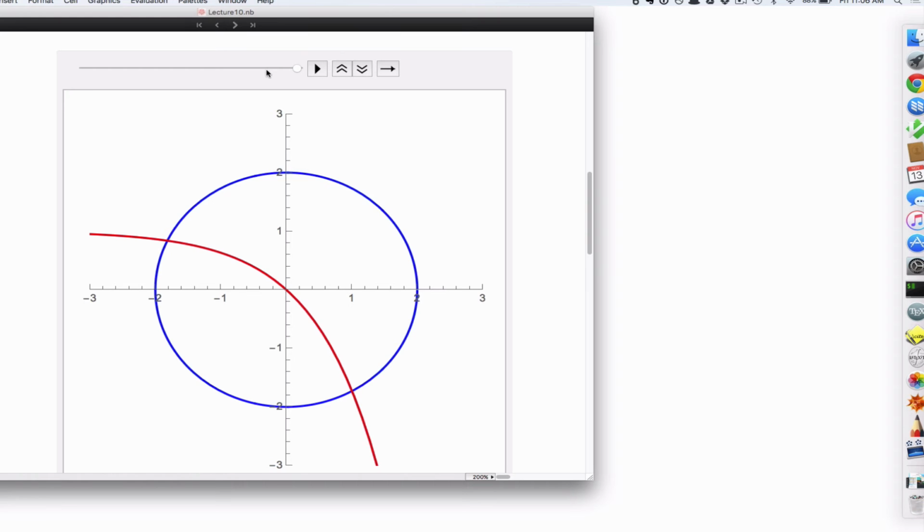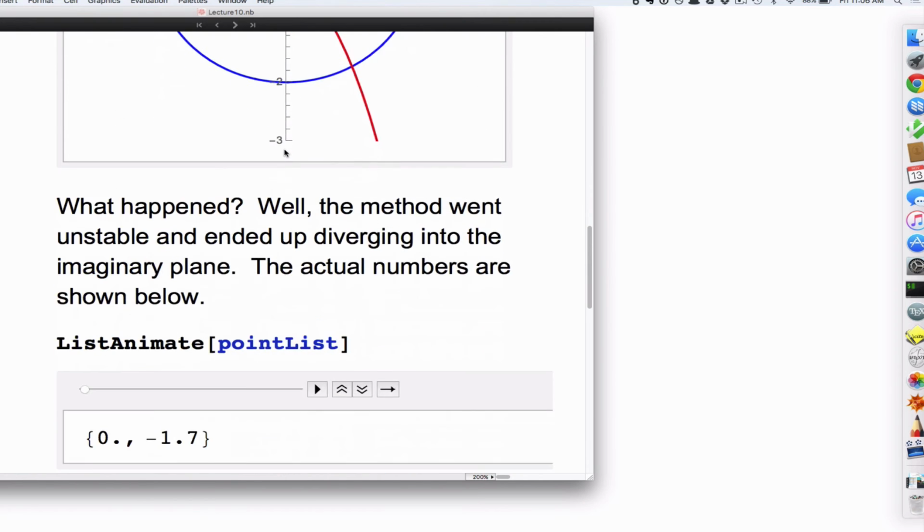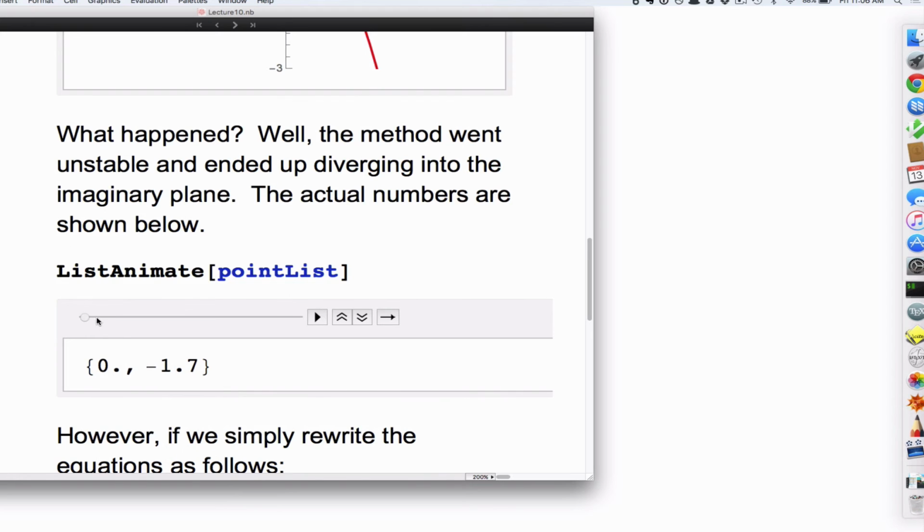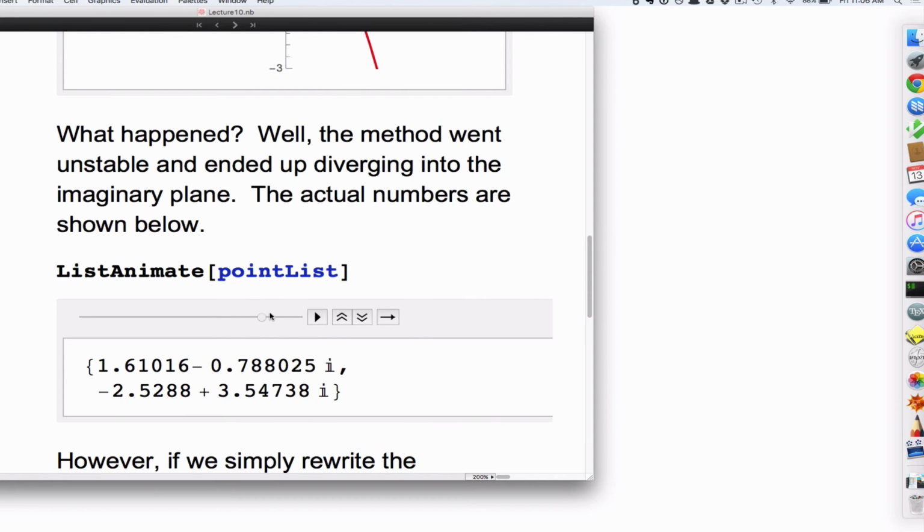If you happen to know exactly what the solution was and you're really close to it, maybe you could do it. But it's not a very robust technique. And so if you actually look at the numbers there, that's the initial guess. And then you see it just blow up, go unstable. Well, clearly the roots are real, and these are imaginary numbers, so something went haywire.